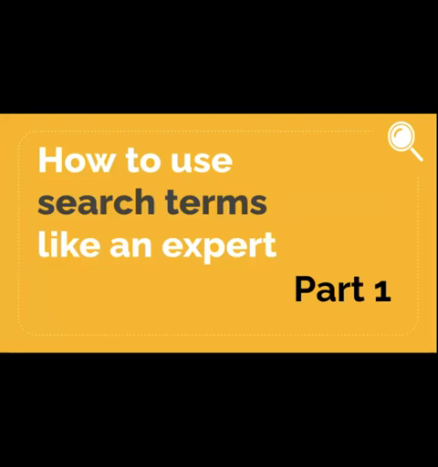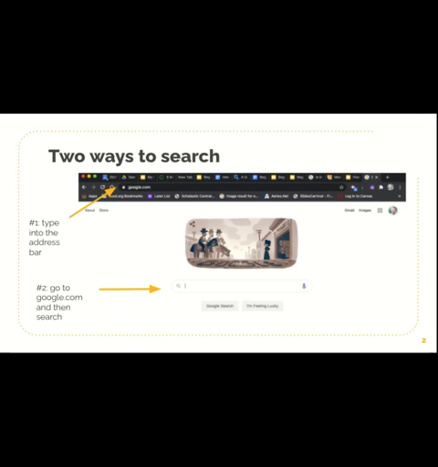The internet is a big tangled mess of information. In this video, you'll learn how to use search terms like an expert to untangle that mess and find the info you need. In this video, we'll search using Google. Let's start with the basics.